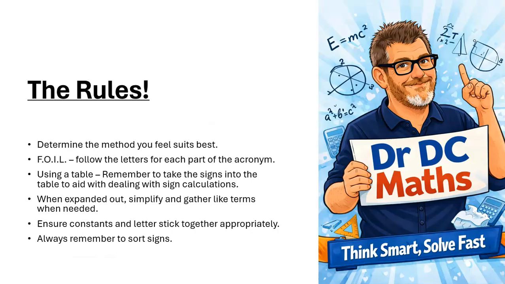So, when we're expanding double brackets, which both the linear form, what are the rules? The biggest rule has to be determining the method you feel suits best. So the two I've illustrated here are FOIL, first, outer, inner, last, so we follow the letters for each part of the acronym. The second method I demonstrated was using a table, remembering to take the signs into it and dealing with them in the calculation. Third rule, expand it out, simplify and gather like terms where needed. The fifth one was about ensuring constants and letters stick together appropriately. And the last one was always remember to sort your signs at the end regardless of which you use.